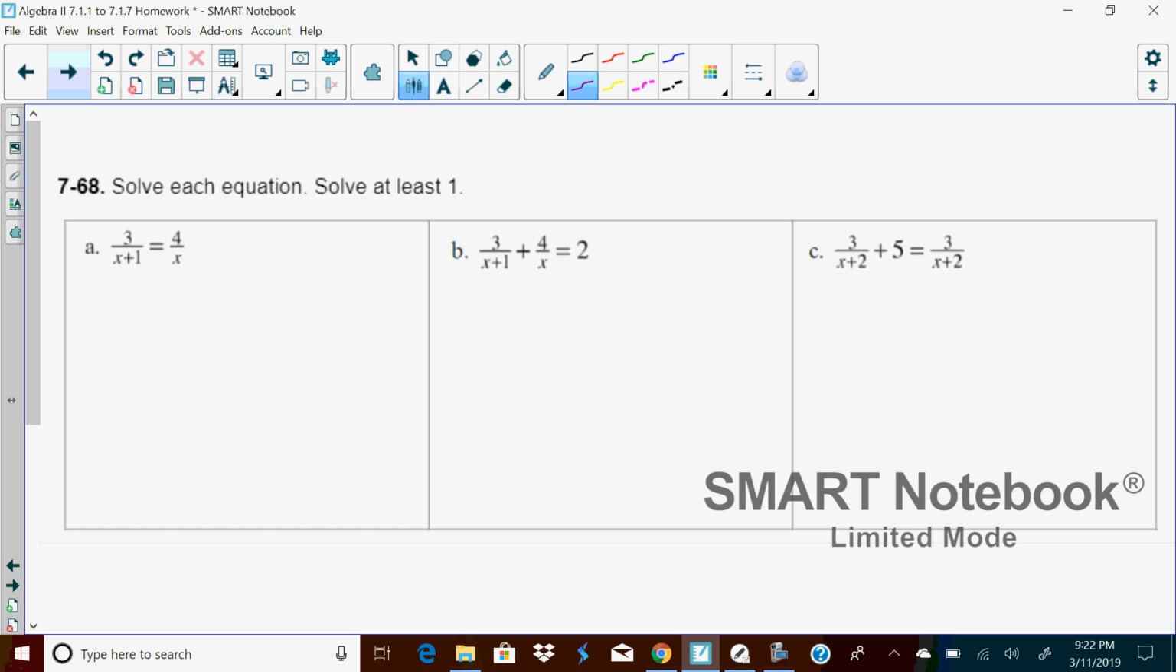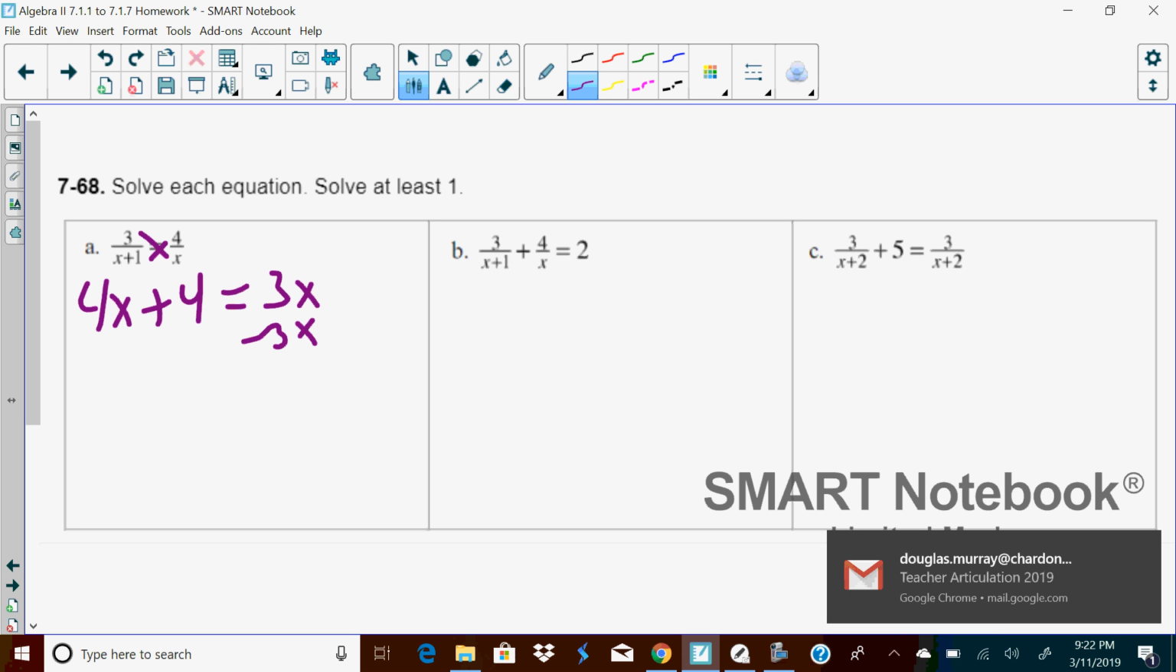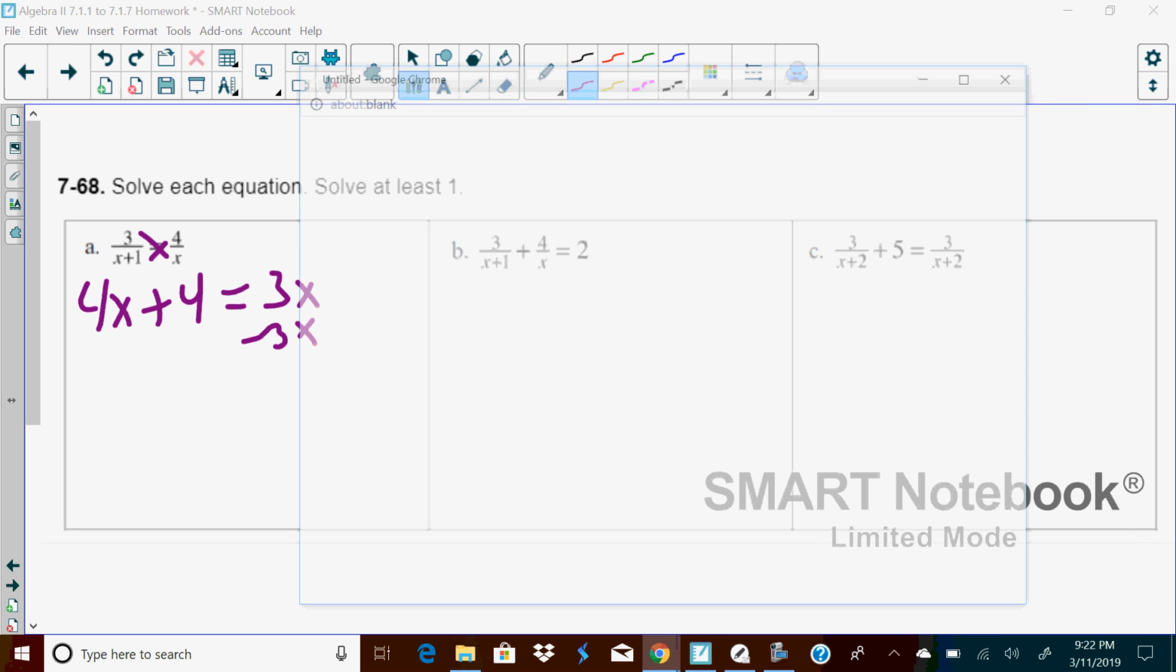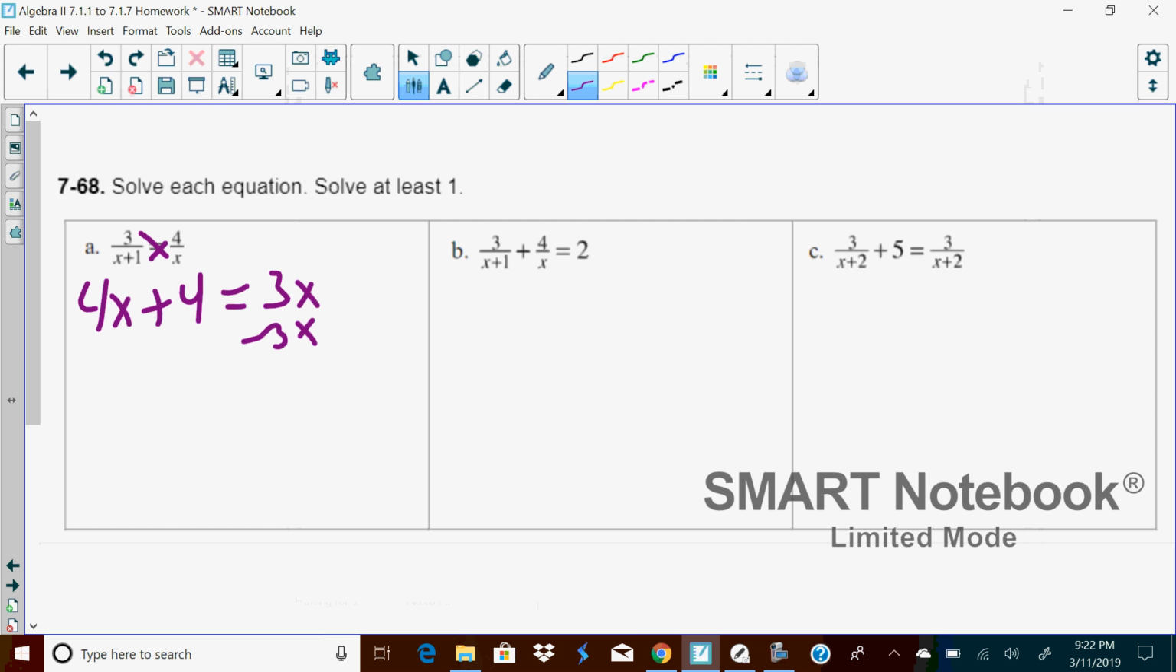Solve each equation. So for the first one, I can just cross multiply. So I'm going to get 4x plus 4 equals 3x. Subtract 3x from both sides. So I get x plus 4 equals 0. Subtract 4. So I get x equals negative 4.